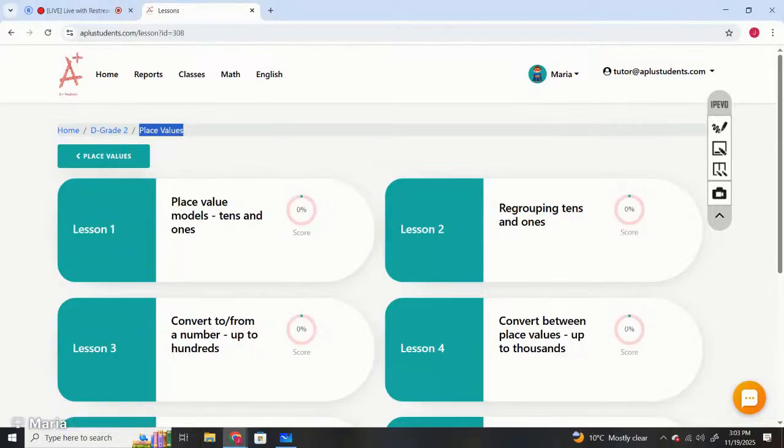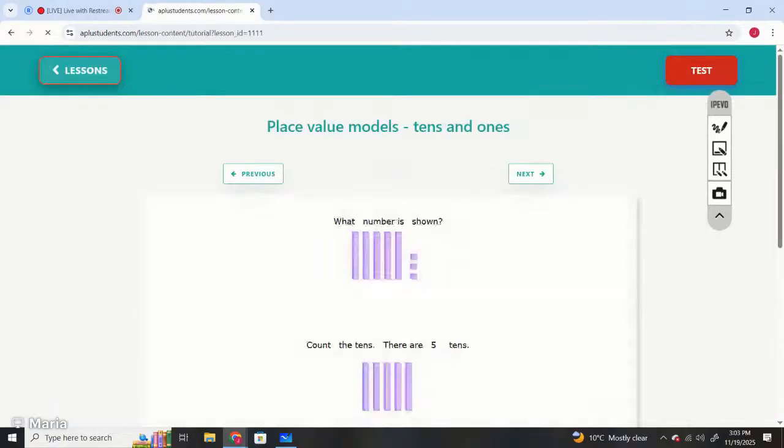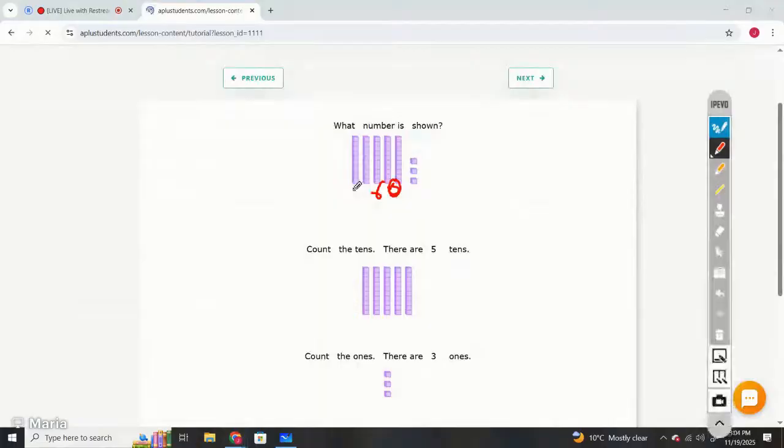Let's just start with the first lesson, that is place values, models, tens, and ones. What number is shown? This complete frame, the one line has 10 small squares, right? So this line represents 1 ten, right? How many lines do we have? 1, 2, 3, 4, 5. So that means we have 5 tens, and the small square, only one square represents 1. So we have 3 ones, right?